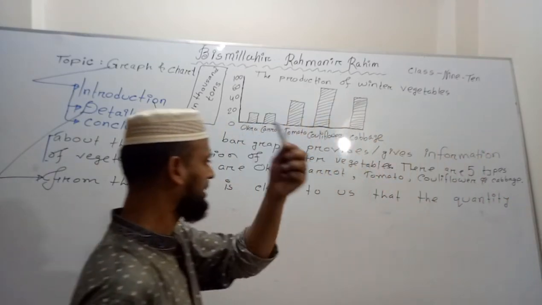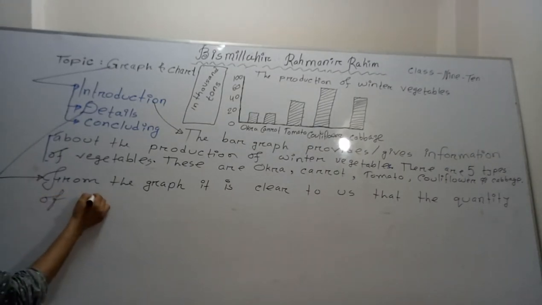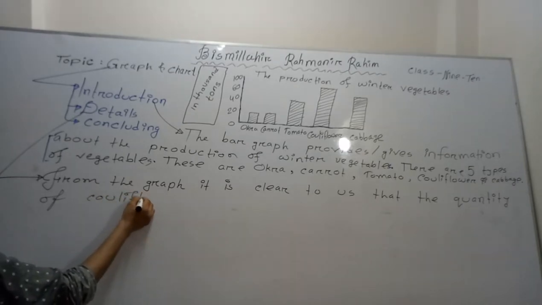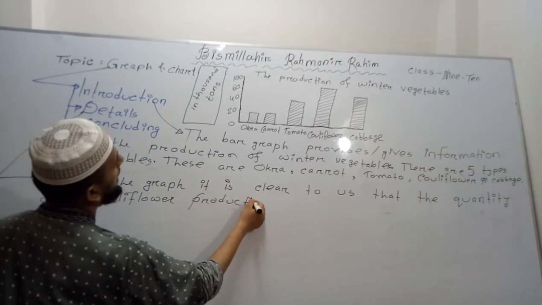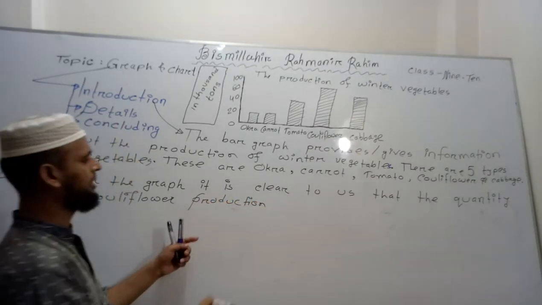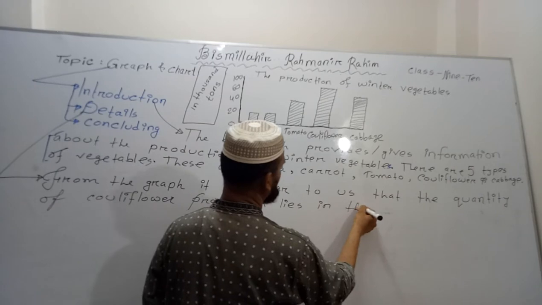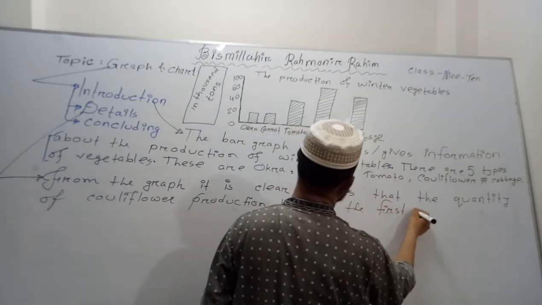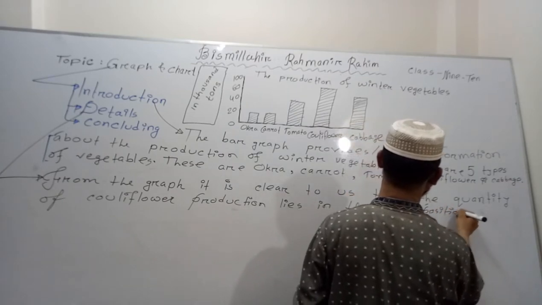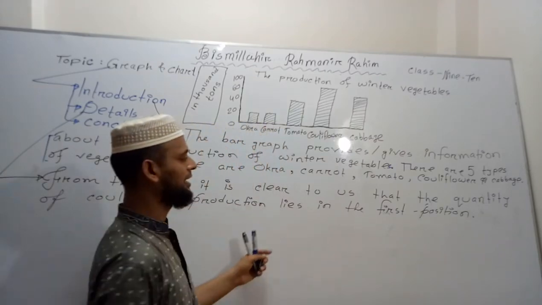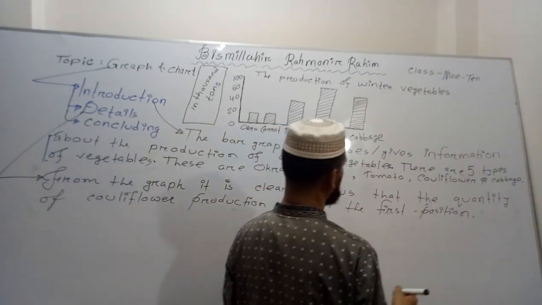quantity of cauliflower production lies in the first position. It holds the first position in total.